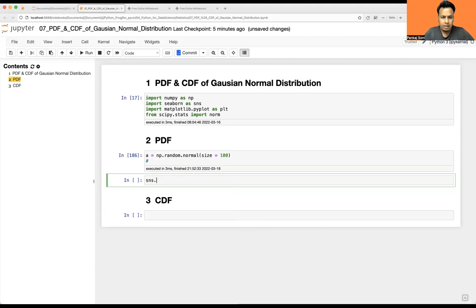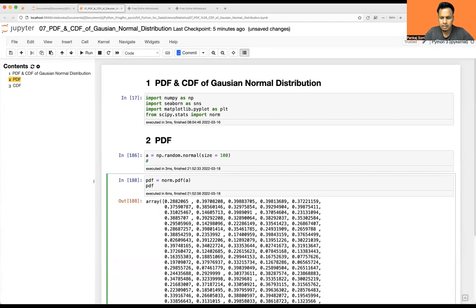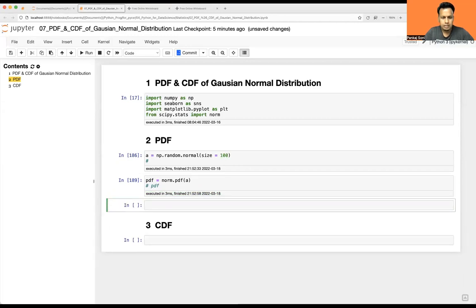Or before plotting, let's calculate the PDF. So here I can get the PDF using norm.pdf and the data. So PDF will look like this. I can just comment this, and CDF we'll see later. So let's see by plotting using sns.lineplot. Here x will be your a and their corresponding PDF will be your y, so y equal to pdf.